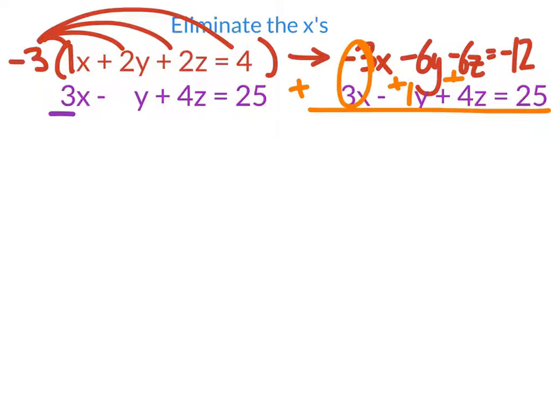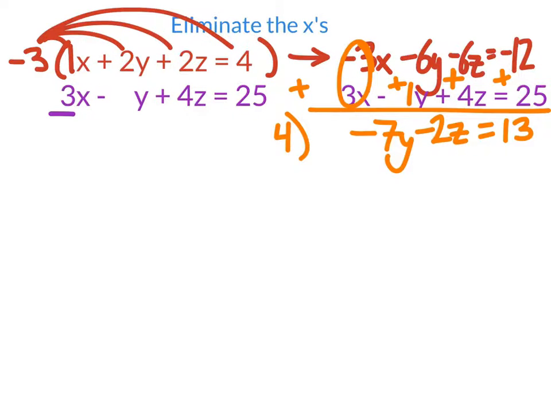Now for the y's I've got negative 6y plus negative 1y, which would be negative 7y. And for the z's, I've got negative 6z plus 4z, which would be negative 2z. And I've got to add the answers as well, negative 12 plus 25, and that should give us a positive 13 right there. So this is my new equation in orange, and this is going to be equation number 4.